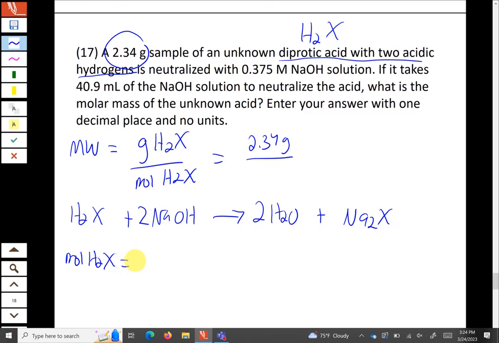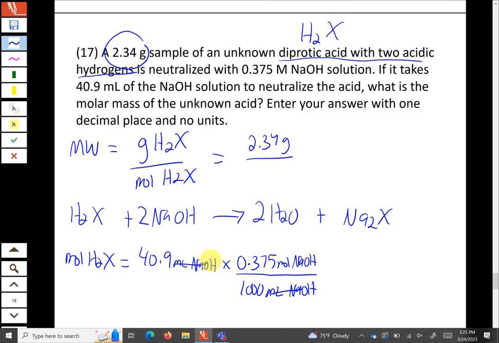So to do this, we're going to start with the volume and molarity that we know. We know that the NaOH solution required 40.9 milliliters, and it has a molarity of 0.375. Those two together allow us to find the moles of sodium hydroxide. So, 40.9 milliliters of the NaOH solution. Then remember that molarity is moles per liter, so 0.375 moles of NaOH per liter, or as a shortcut, you can write it as 1,000 milliliters, so that the milliliters directly cancel out.